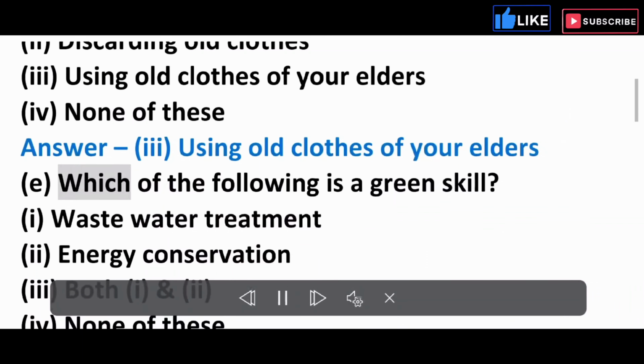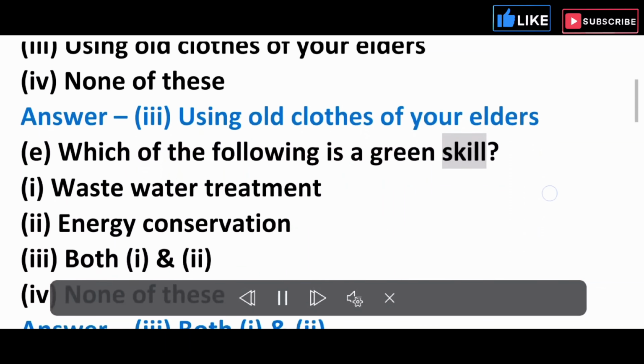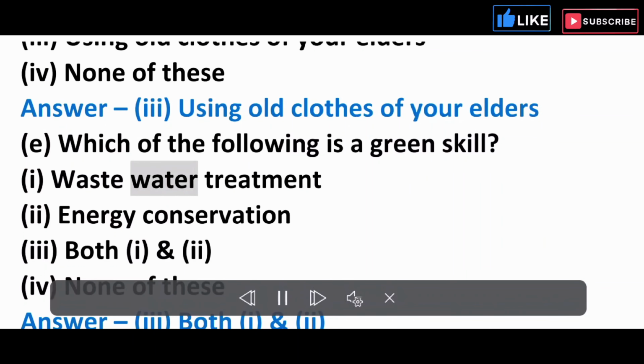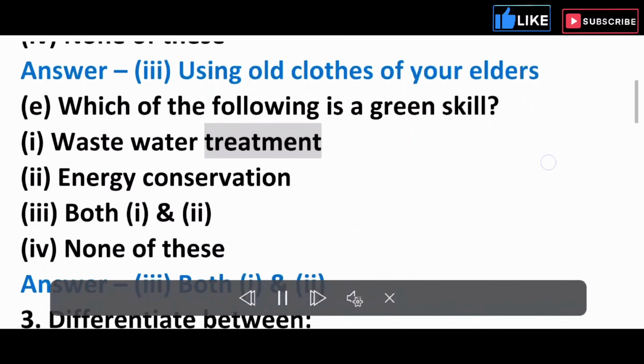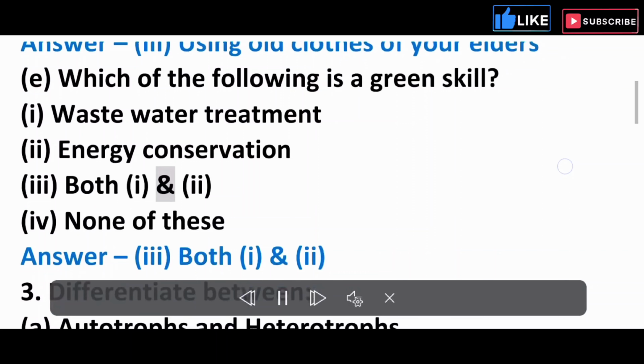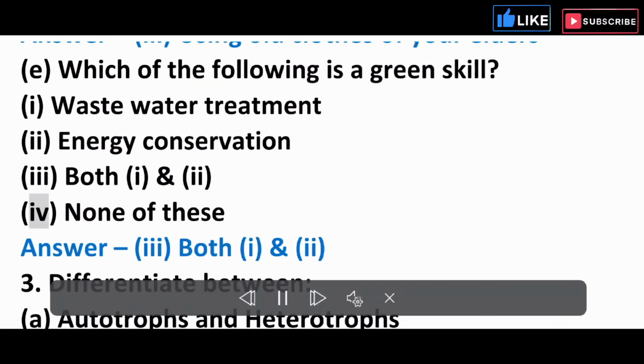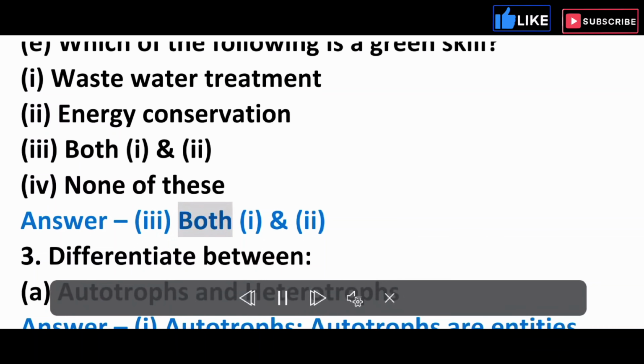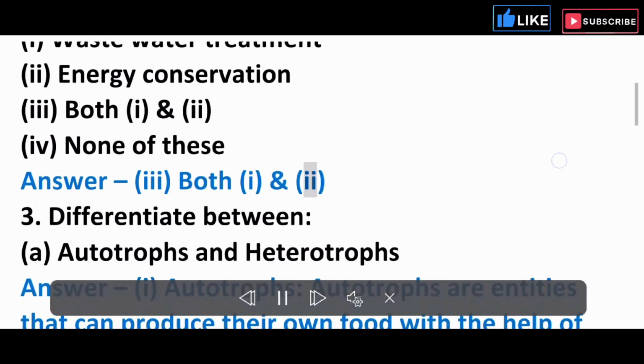E. Which of the following is a green skill? I. Wastewater treatment. II. Energy conservation. III. Both I and II. IV. None of these. Answer: III. Both I and II.